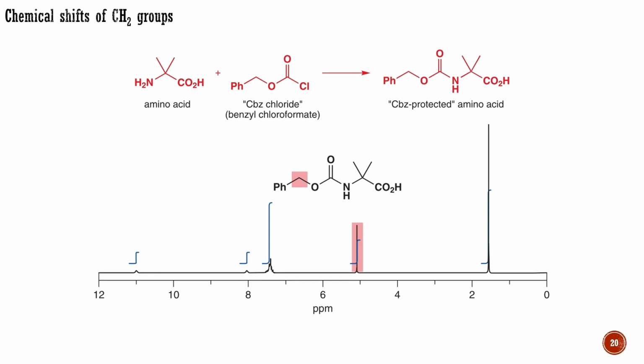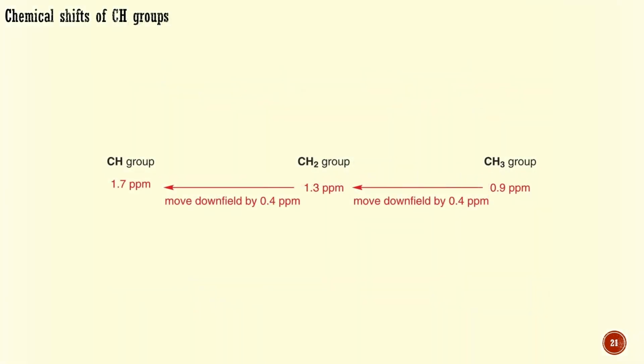Here is a simple example together with the NMR spectrum of the product. Now the CH2 group has gone further downfield to 5.1 ppm as it is next to both oxygen and phenyl, which are electron-withdrawing substituents. A CH group in the middle of a carbon skeleton resonates at about 1.7 ppm, another 0.4 ppm downfield from a CH2 group in a similar environment. A CH group can have up to 3 substituents, and these will cause further downfield shifts of about the same amount as we have already seen for methyl and CH2 groups.